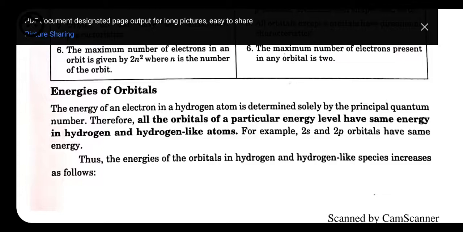The orbit which is near to the nucleus has less energy as compared to the one which is farther from the nucleus. So as the number of the orbit increases, the energy goes on increasing. But within the same orbit, if we are talking about 3s, 3p and 3d, they all belong to the third orbit. That's why these three orbitals have the same energy.